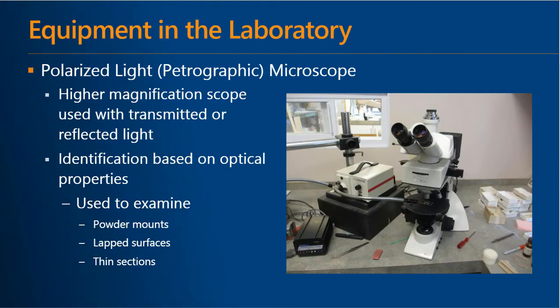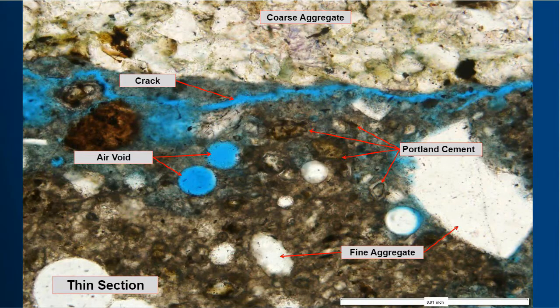Thin sections are examined using a slightly more specialized type of microscope called a polarized light or a petrographic microscope. It's a higher magnification microscope than a stereo microscope, and it actually passes light through the sample. So the sample, again, is 25 microns thick, and it allows light to pass through it. Again, we use those optical properties to then begin to identify what's in the sample.